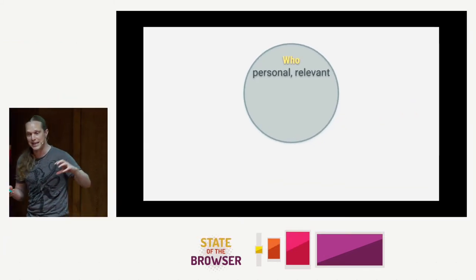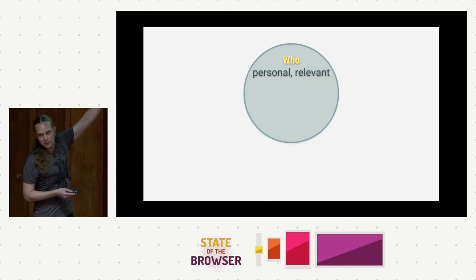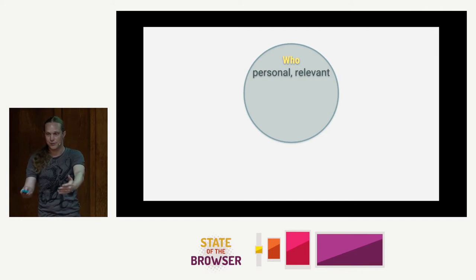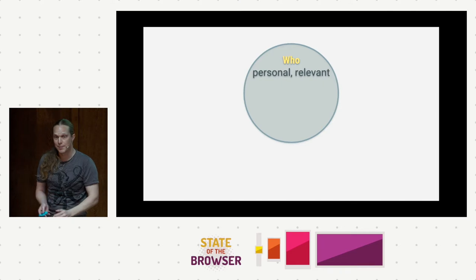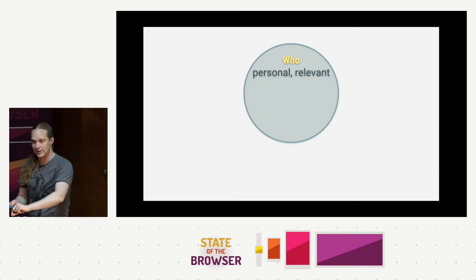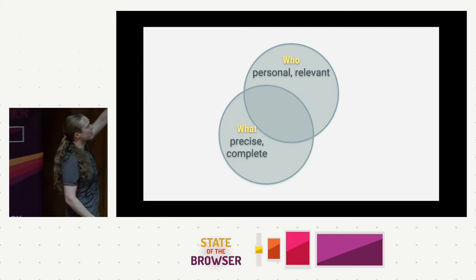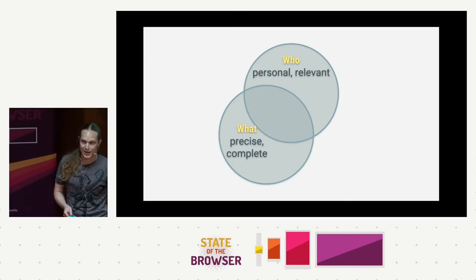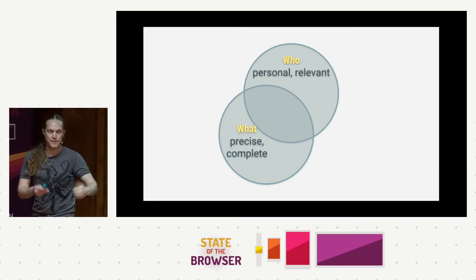So I want to use this Venn diagram to show you what I think encompasses a good notification. If you are sending a notification from your website, it should be personal and relevant. That notification should be meaningful for me, not meaningful for someone else. If a sale is starting, that's not a reason to send a notification. But if a watched item that I care about has just come into stock, that is a reason to send a notification. And it should be precise and complete as well, right? The best notifications are the ones that I don't actually need to tap, because they tell me everything that I need in that snippet there.